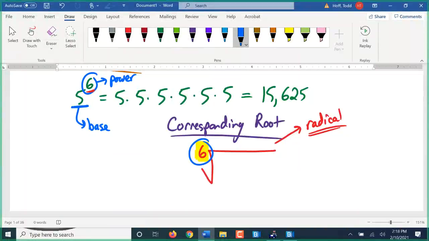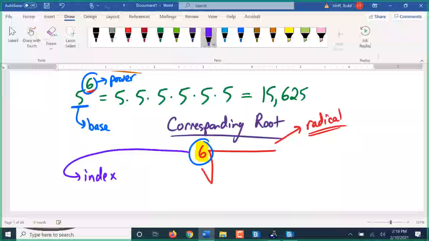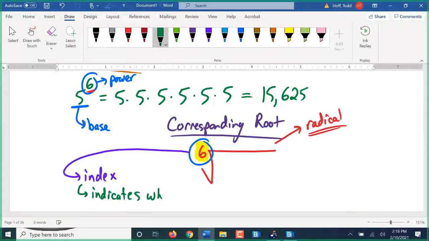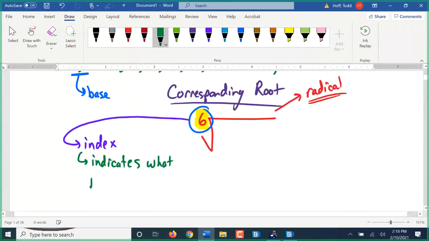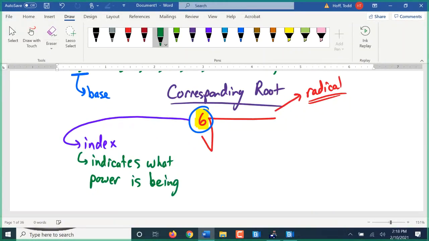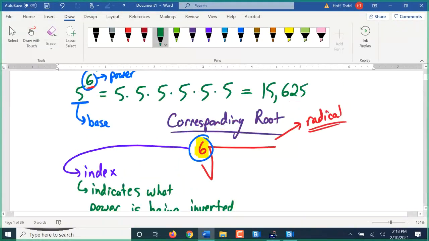That 6, as mentioned, is called an index. And what it indicates is what power is being inverted, basically. Undone, if you want. So this is saying the power of 6 is being inverted.